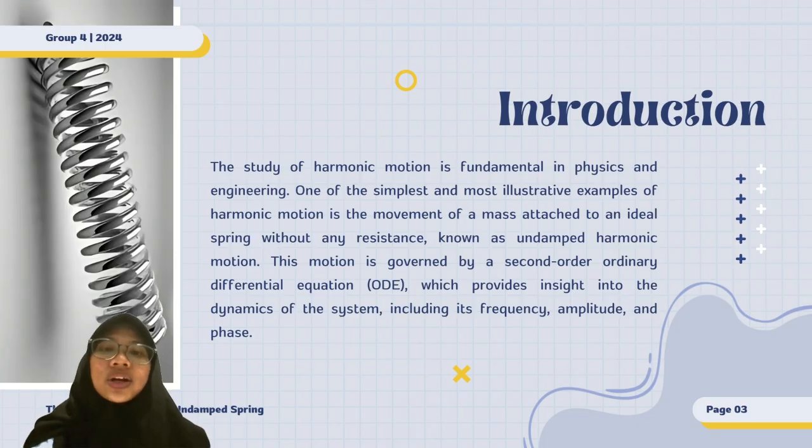So, in here, we explore the application of second-order ODEs in modeling the undamped harmonic motion of a spring mass system. The equation of motion, derived from Newton's second law, takes the form of a homogeneous linear differential equation. Thus, we aim to demonstrate how the second-order ODE can be used to analyze the system's parameters such as natural frequency and period.